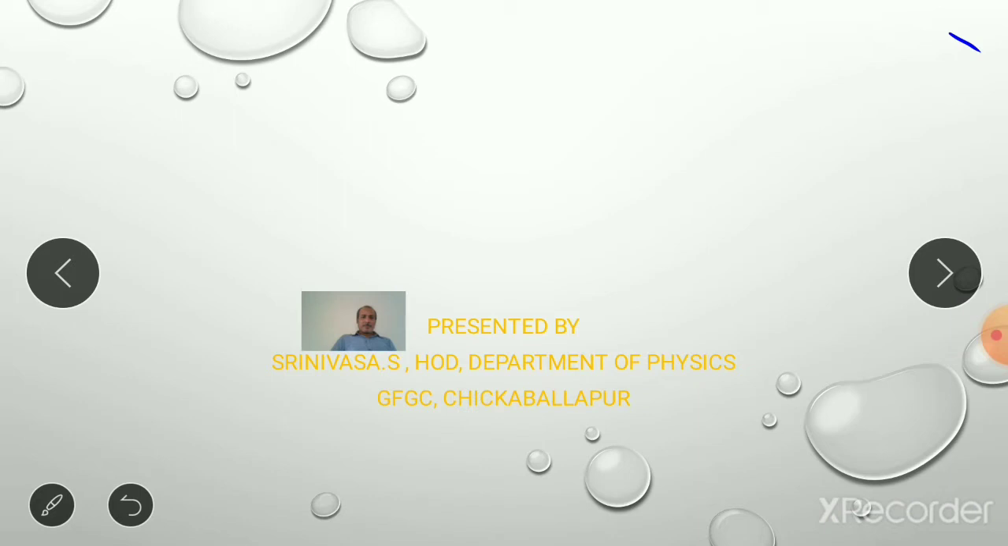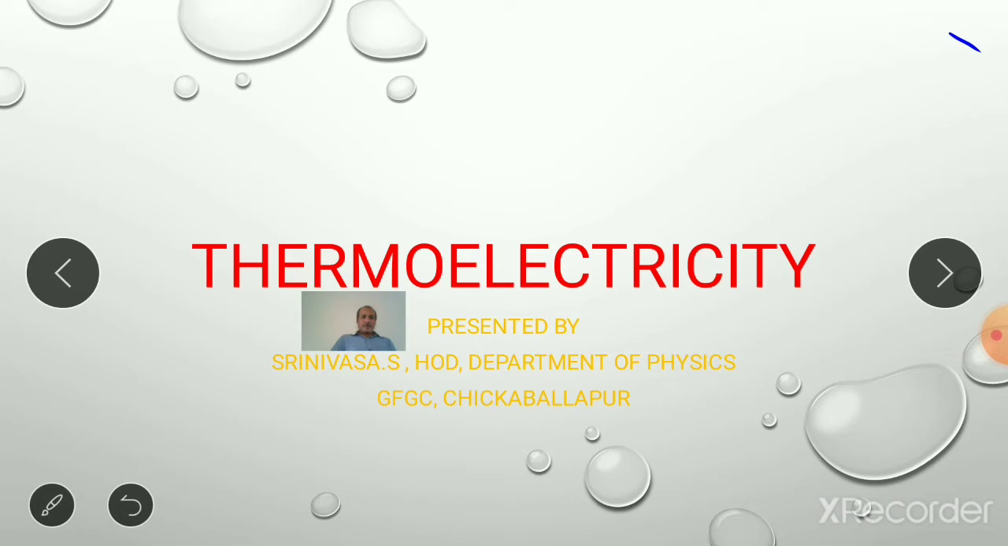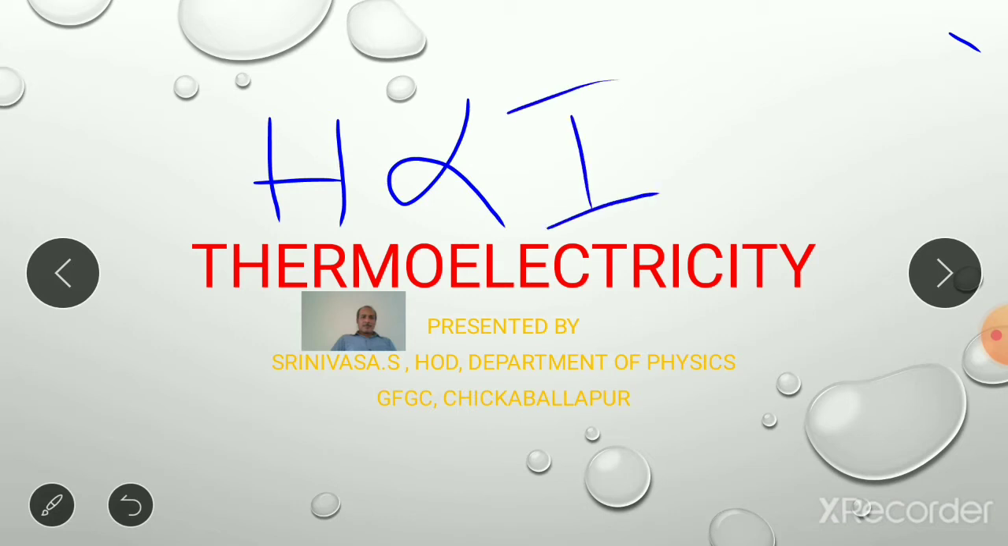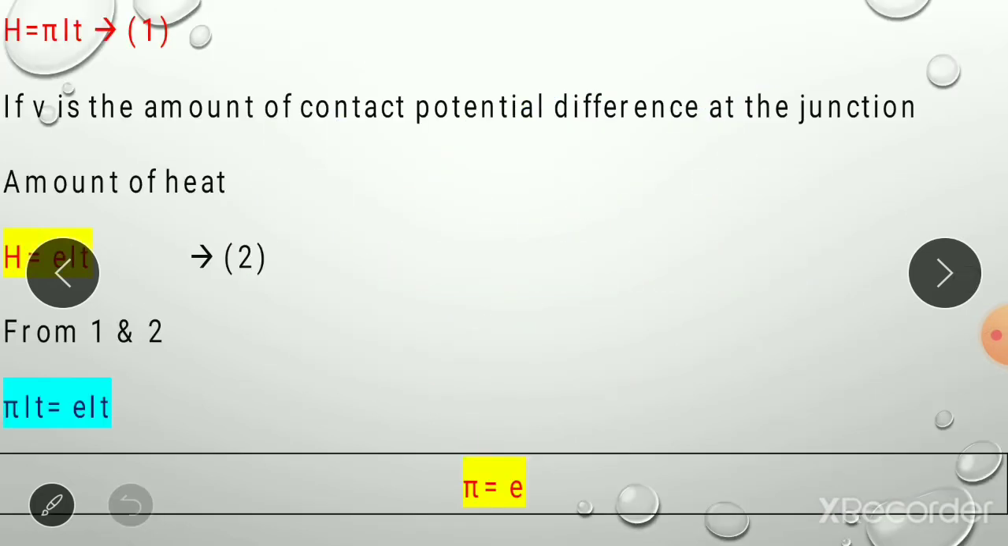So, the amount of heat energy liberated or absorbed, capital H, is directly proportional to charge. Charge can be written as current into time, I t. Now remove the proportionality by introducing a proportionality constant, pi, the Peltier coefficient. So H equals pi I t. Call it equation 1.